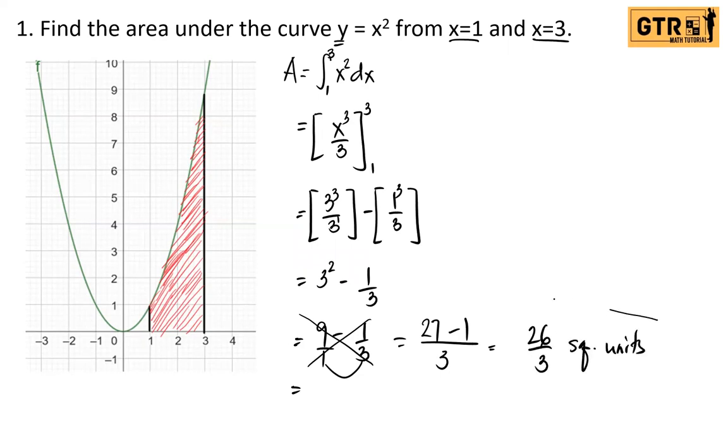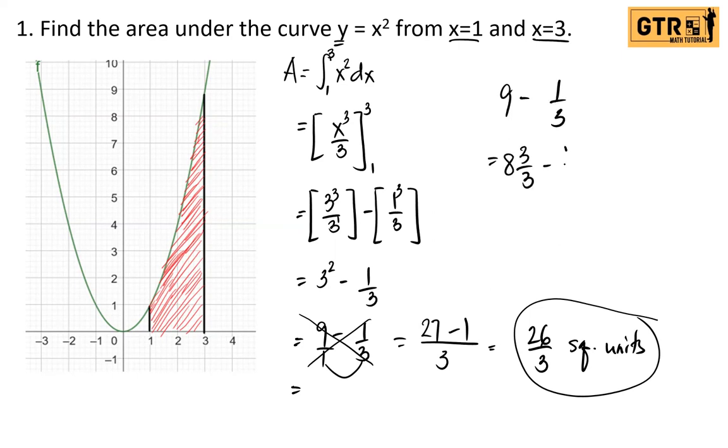Or in mixed number, the answer can also be 9 minus 1/3. 9 can be written as 8 and 3/3, minus 1/3. So another answer in mixed number is 8 and 3/3 minus 1/3, which is 8 and 2/3 square units. Okay, so 8 and 2/3 or 26 over 3 square units.